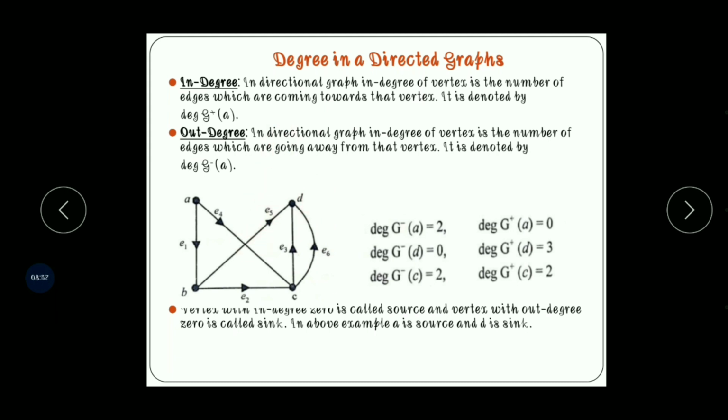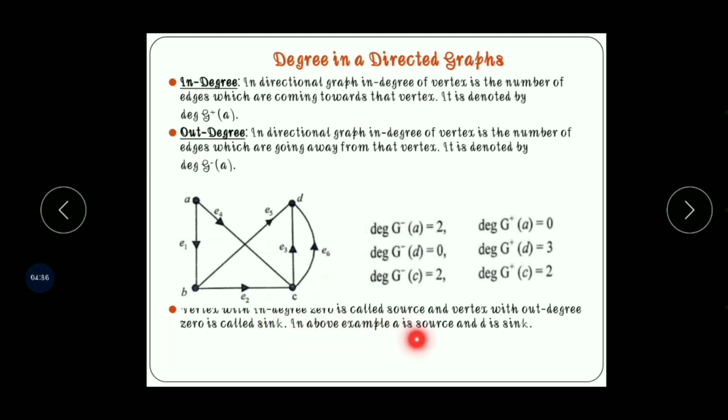Then for D, if I see, I have in degree 1, 2 and 3. There are 3 and there is no out degree, nothing is going outside this. A vertex with in degree 0 is called source. Whenever nothing is coming inside a vertex, that is called source, and a vertex with out degree 0, if there is nothing going outside the vertex, is called sink.